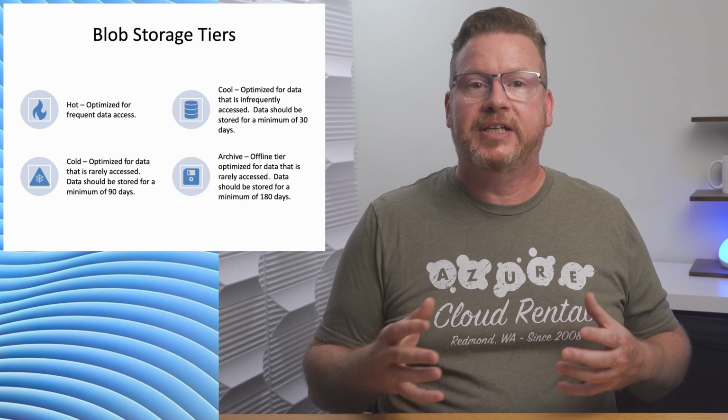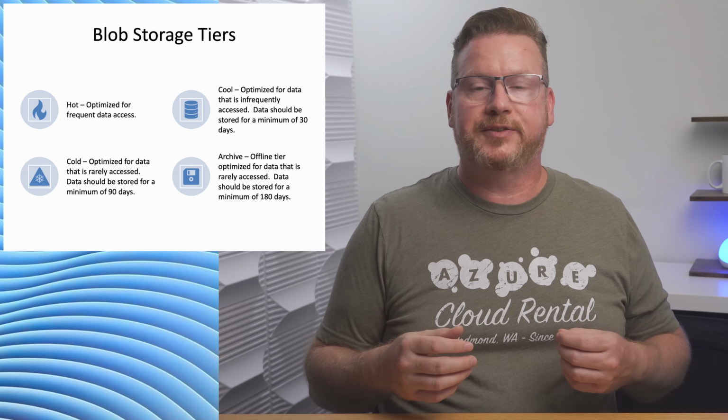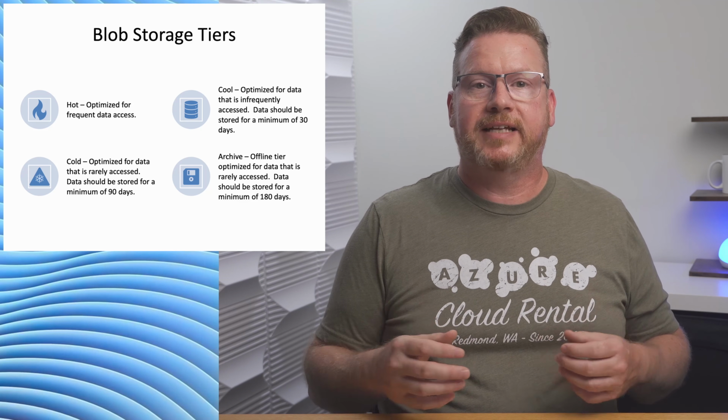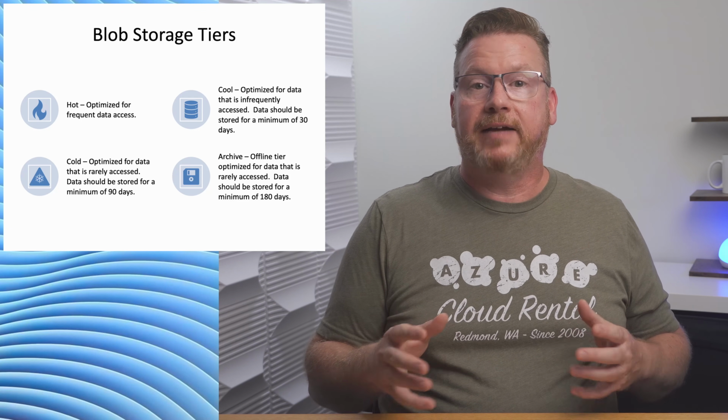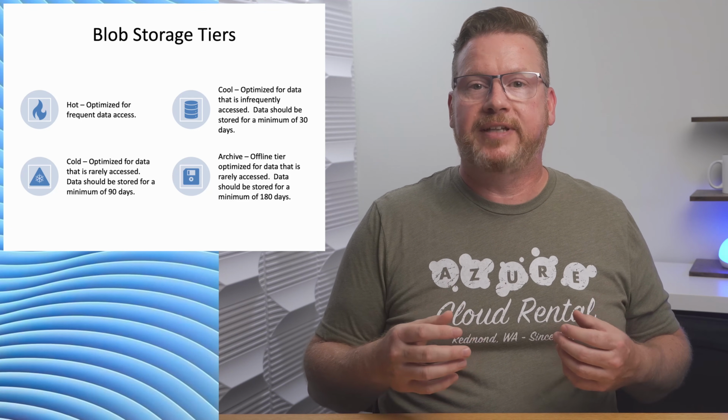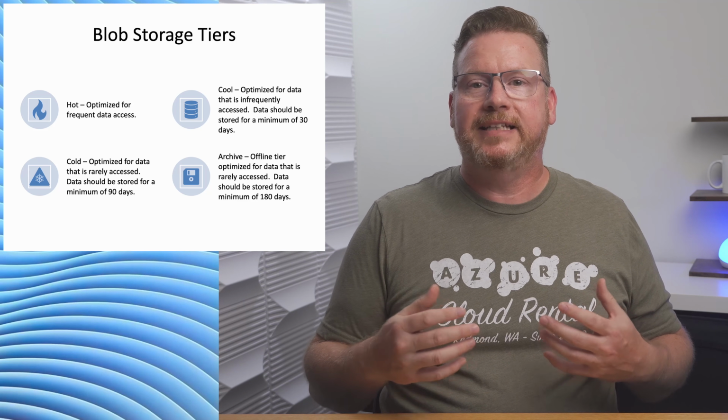The cool and cold tier are good for short-term backups, log data that's not accessed frequently, or large data sets that need to be retained but infrequently accessed. Archive is best for data that needs to be retained but not used, such as medical or accounting data that needs to be retained for regulatory requirements. Data can be moved between tiers, and the default tier can be set for new data added to a storage account. We'll move on to data protection next.